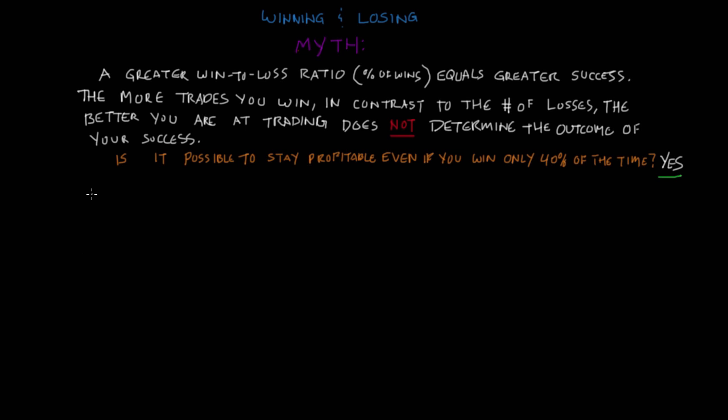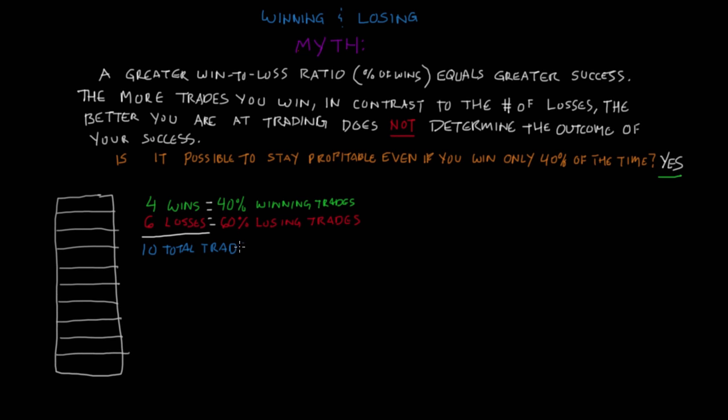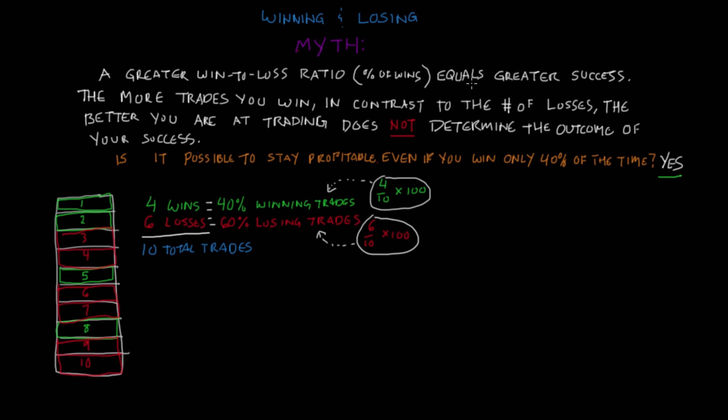Here's how it works. If we imagine a hypothetical scenario involving 10 total trades, and I want to know if it's still possible to become profitable even if I won just 40% of the time. First, we need to interpret this percentage figure of 40% into actual trades. So 40% of 10 trades equates to 4 trades, and the remaining 6 trades that I lose as a percentage is 60%. So if I win 4 trades, that means I lose 6 trades, right? Or simply put, winning 40% of the trades and losing 60% of the trades is the same as winning 4 trades out of 10 and losing 6 trades out of 10 trades.